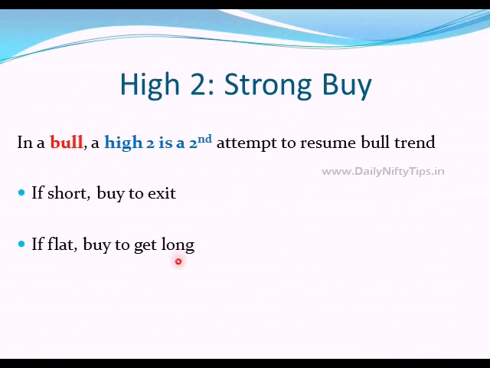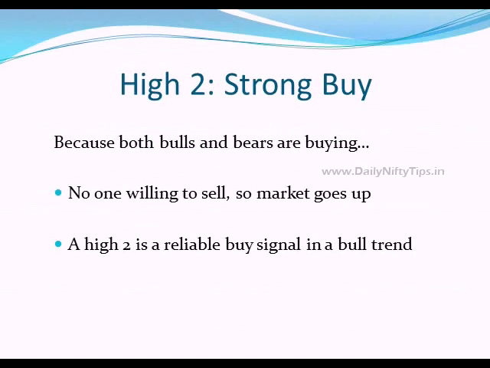And bulls, if they're flat, they'll buy at the same price. So you have the bulls buying to get long, and you have the bears buying to get out of shorts. So there's nobody left to sell, and that makes high 2s reliable buy signals in bull trends. Okay, both the bulls and the bears are buying. There's no one left to sell at that price, so the market has to go higher to find sellers.